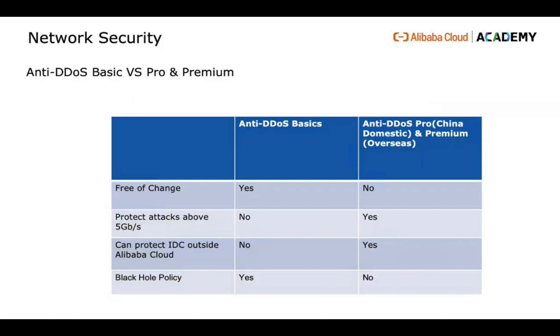On this table, we give you a quick comparison between Anti-DDoS basic free version and 2 other chargeable versions. One highlight here is that Anti-DDoS Premium service can not only protect cloud resources in the cloud, but can also protect any web service as long as it can be accessed from the internet. The black hole policy in this table means that if you're using Anti-DDoS basic only, but the DDoS attack throughput is bigger than 5 gigabytes per second, and it does not last very long, it will trigger the black hole.